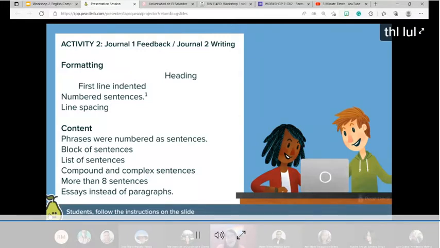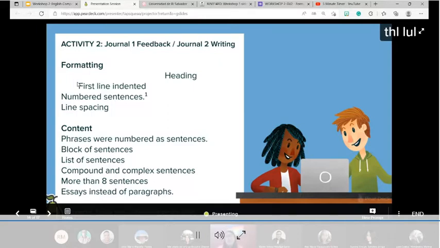Formatting. We are having issues with the heading. It means the very beginning of your paper when you are going to write your name, the date, and the name of the subject. Many of you are placing it on the right side, and we need to line that text to the left. Then the first line of your paragraph must be indented, like this in the example.